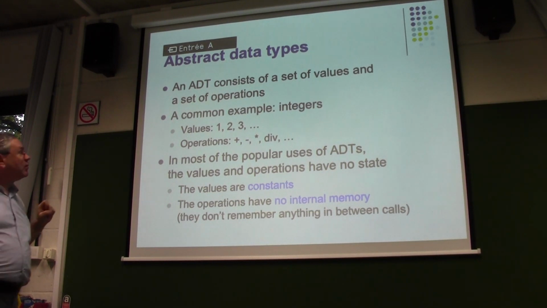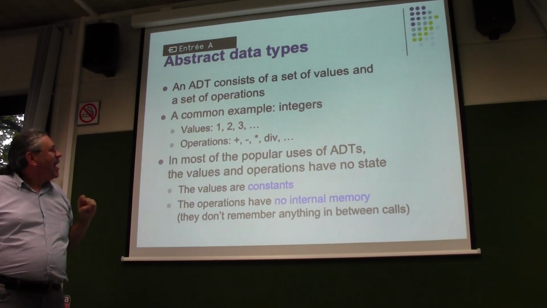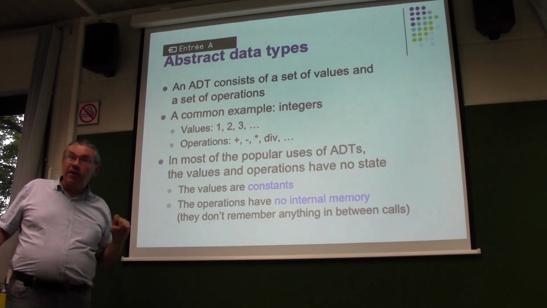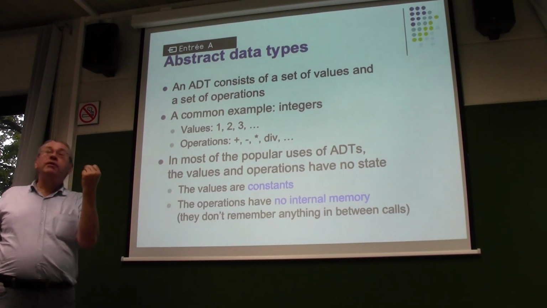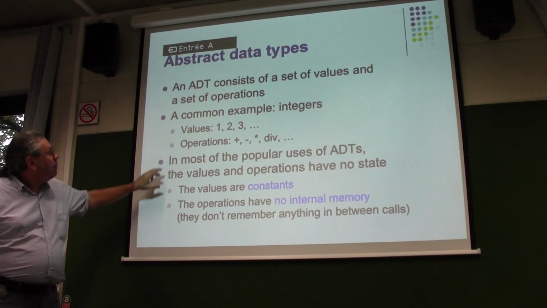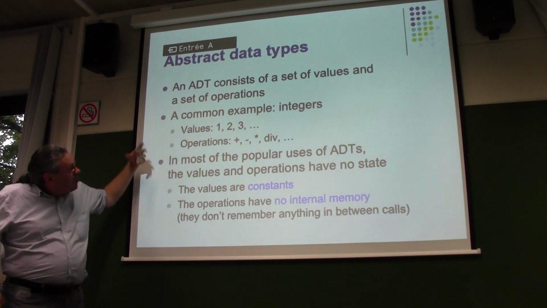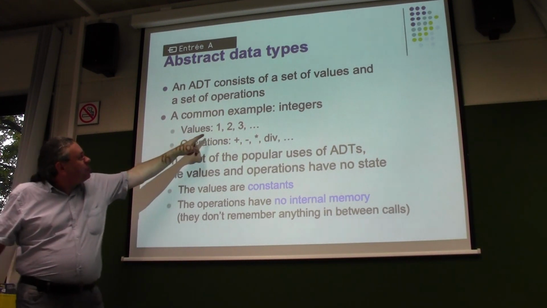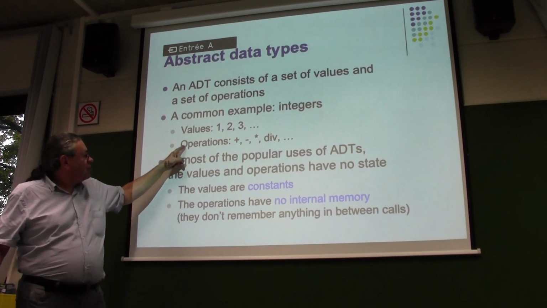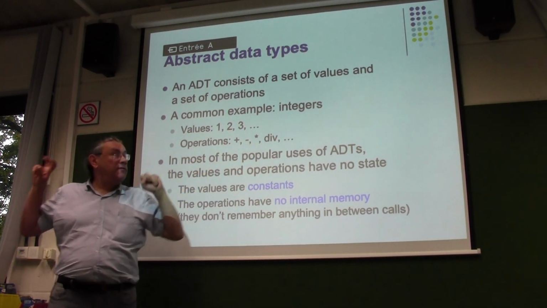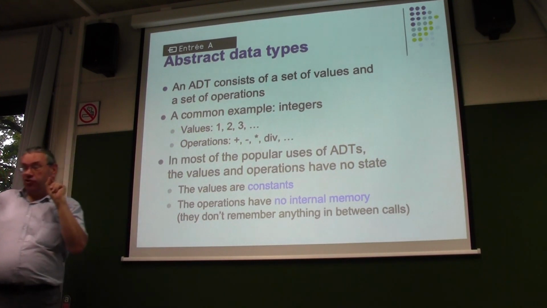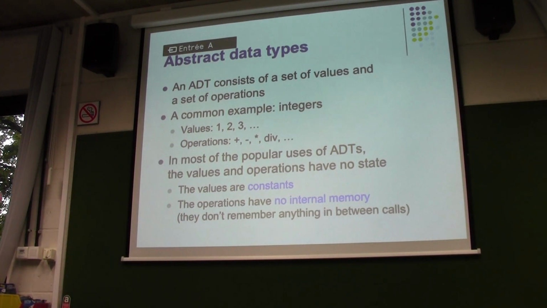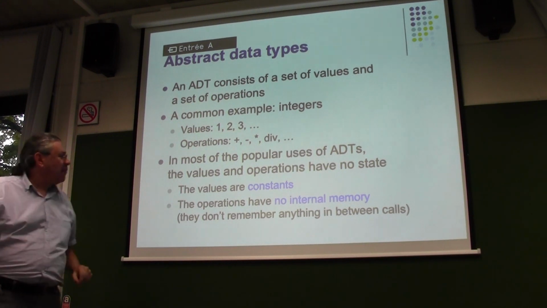I'll show you a case where it's not a constant. In fact, in the vending machine example, the can of soda is not a constant, because when you drink the soda, it's empty, so there's a state. But the coin is a constant. And in a programming language, most of the time these values will be constants, and the operations also will be constant operations, with no internal memory. The only thing that's really changing is which values you give to the operations.